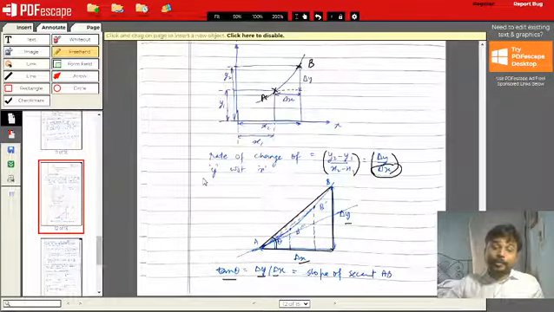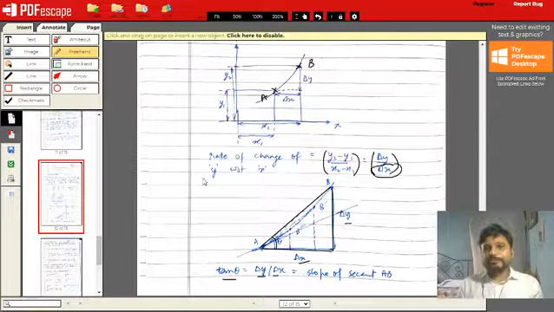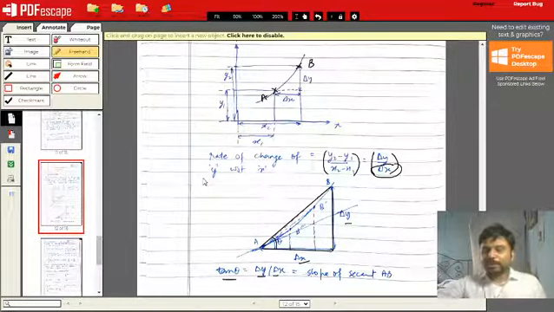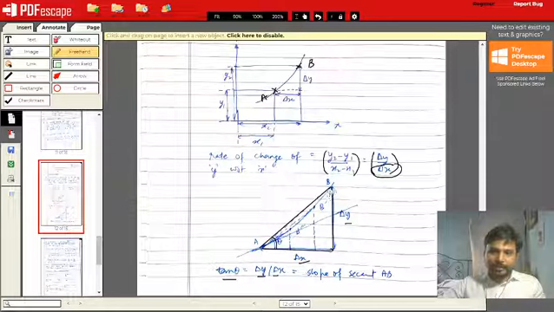Now things become interesting here. We want to reduce delta x. That was our objective. In average velocity, if we want to find instantaneous velocity, then the time interval has to be very small. That means the denominator has to be reduced. Here the denominator is delta x. So when we are reducing delta x, what we are doing is that we will be bringing B close to A.